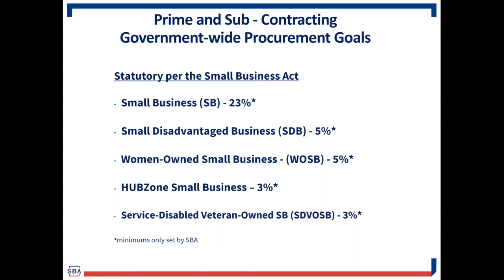And these are the goals that Congress has set. At least 23% of all contracting dollars are to go to small businesses, 5% to small disadvantaged businesses, which is really the 8A program that Daniel mentioned, and we'll talk about what that is. 5% to the woman-owned small business contracting program, 3% to the HUBZone program, and 3% to the service-disabled veteran program. So we monitor this not only government-wide, but by agency, to make sure that they're meeting these goals. These are just minimums that SBA has worked with Congress to set.